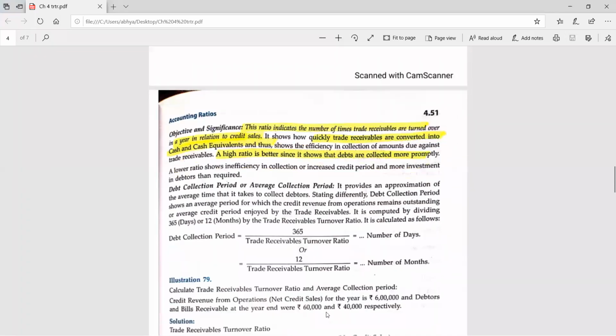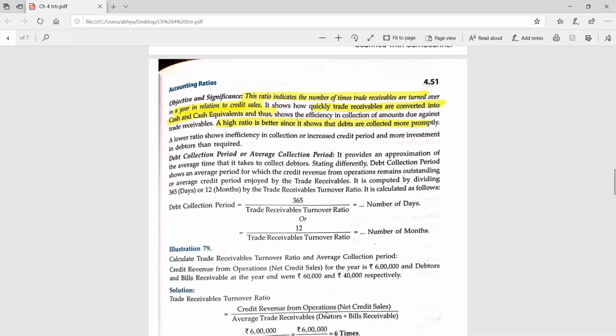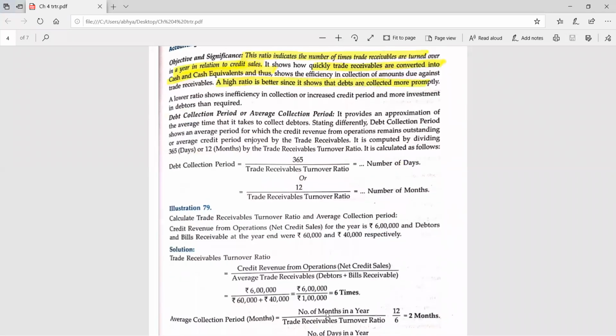Okay, so now I'm going to the question. So the formula, just learn this formula: credit revenue from operations upon average trade receivables. Average trade receivables means opening debtors plus opening BR plus closing debtors plus closing BR, divided by 2.